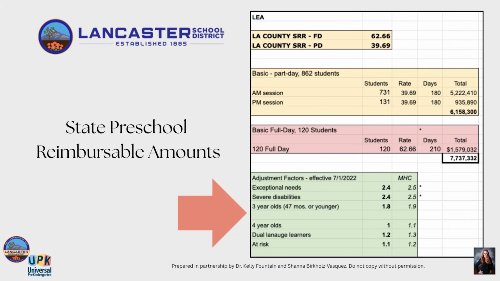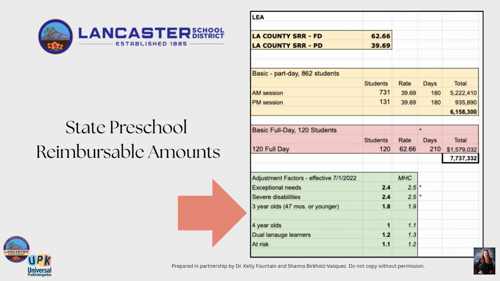In the green box underneath, what you'll see is where state preschool is paying adjustment factors for students with differing needs. So if a child has an exceptional need, there's an additional adjustment factor of 2.4. If they have a severe disability, there's also an adjustment factor. If they're 3, you get an adjustment factor. If they're 4, a dual language learner or a student at risk, you're getting adjustment factors. So this is important to think about because in our system, we fully include students in our TK and our PK program. So that means we're able to collect additional monies to support those children in that space.